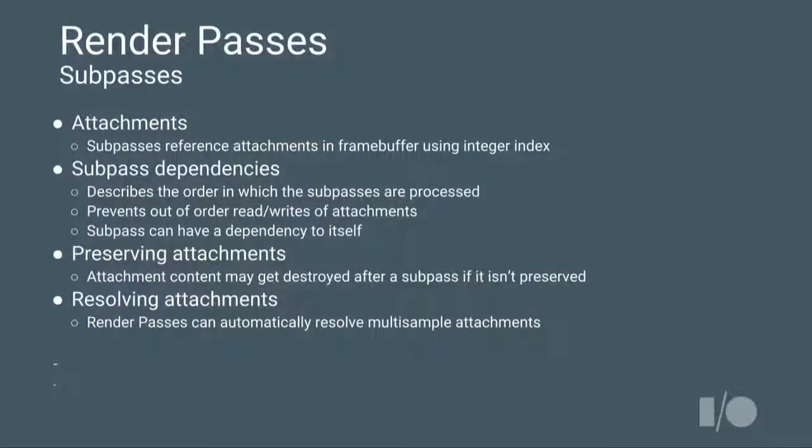All right, render passes. As mentioned before, subpasses inside of render passes refer to framebuffer attachments via integer index. Subpass dependencies: when you start working with Vulkan, you'll see a data structure called subpass dependencies. From a high-level perspective, this data structure builds a dependency graph that you pass into Vulkan to tell Vulkan the order in which you want the subpasses to be processed. If you don't do this, some GPUs will process the subpasses as they see fit, and this may not be the order that you want them to be processed in.